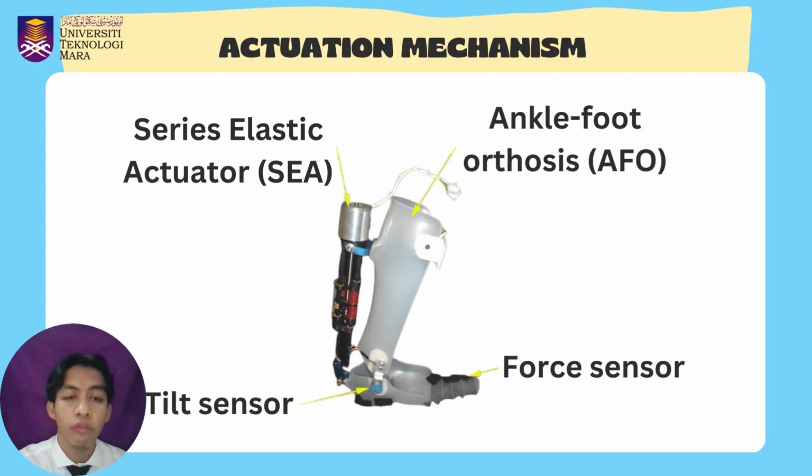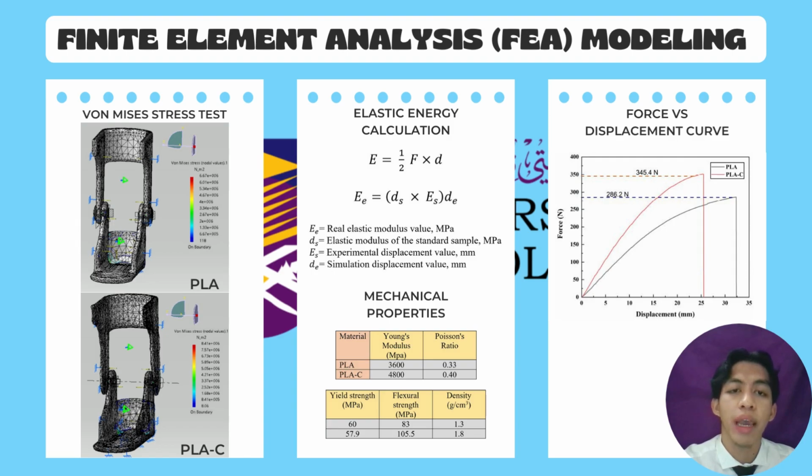This is one of the AFO from the previous study that attached with the series elastic actuator. Examining which AFO performs best in terms of mechanical strength is the goal of the study. A comparison of the behavior deviation of PLAFO and PLACAFO has been made. This study aims to investigate how various materials affect AFO strength following additive manufacturing.